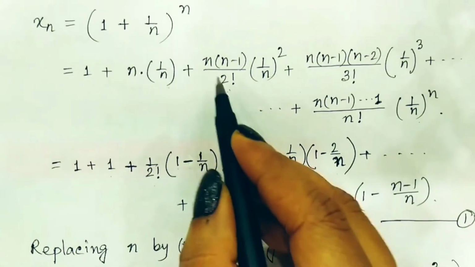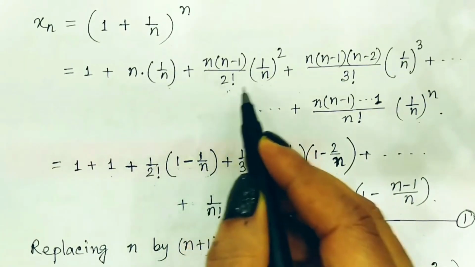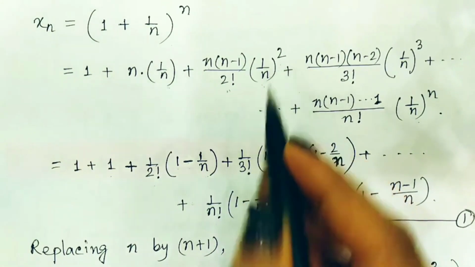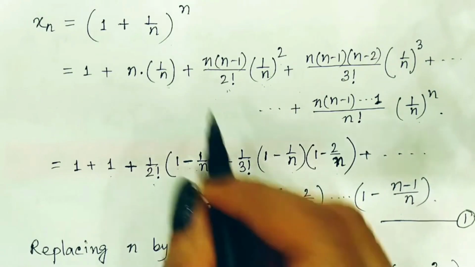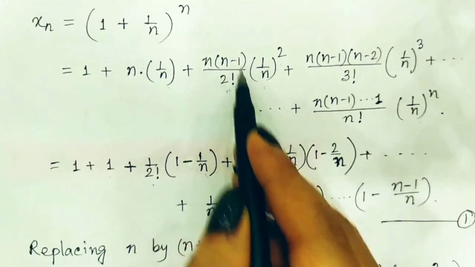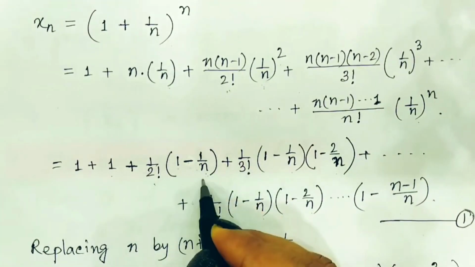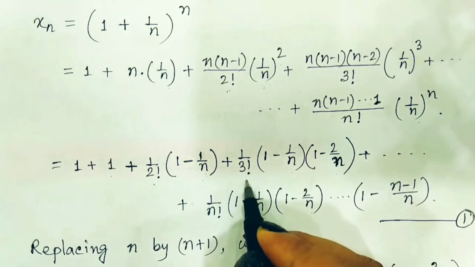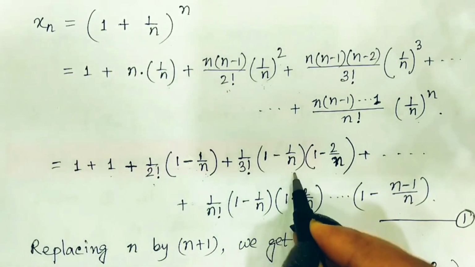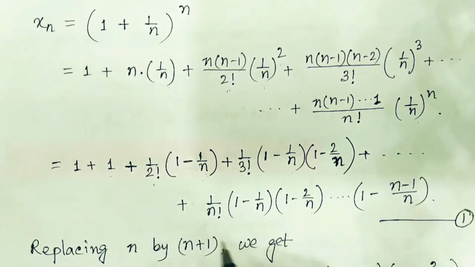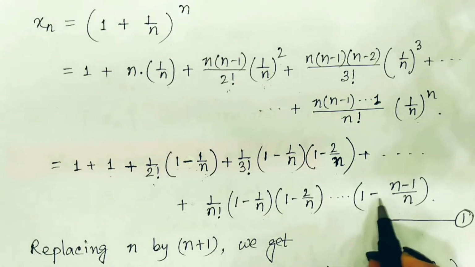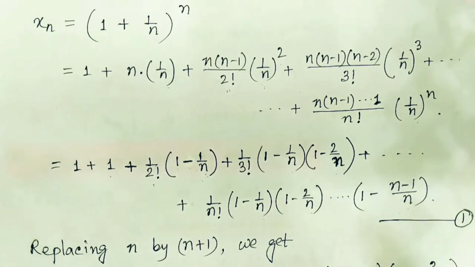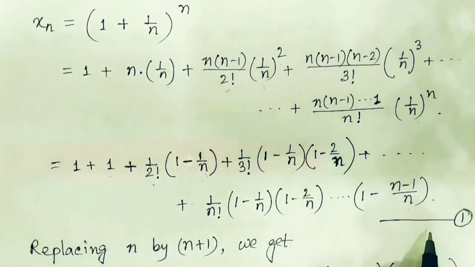Then the third term is n into (n minus 1) by 2 factorial into (1 by n) whole square, which we can write as 1 by 2 factorial into (1 minus 1 by n), as the n cancels out and (n minus 1) divided by n gives us this. Now the fourth term is 1 by 3 factorial into (1 minus 1 by n) into (1 minus 2 by n). Likewise, the last term is 1 by n factorial into (1 minus 1 by n) into (1 minus 2 by n) and so on, up to (1 minus (n minus 1) by n). This is our equation number 1.